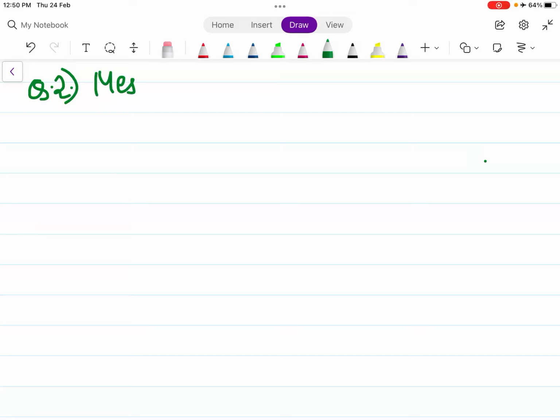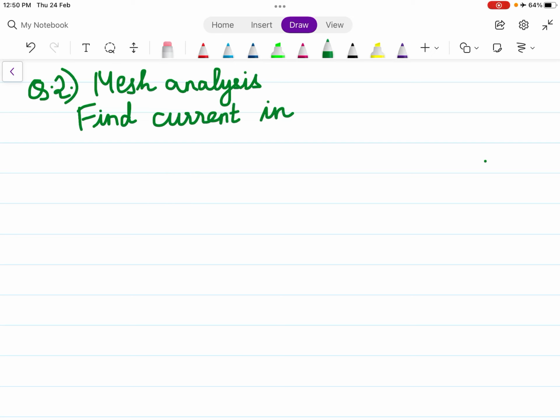Mesh analysis. Find current in 5 ohm resistor.